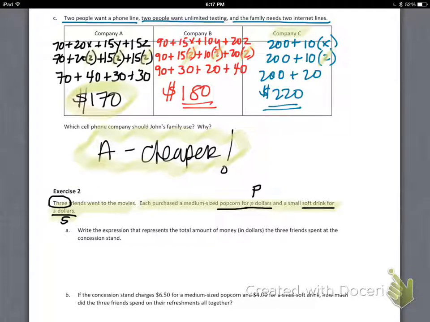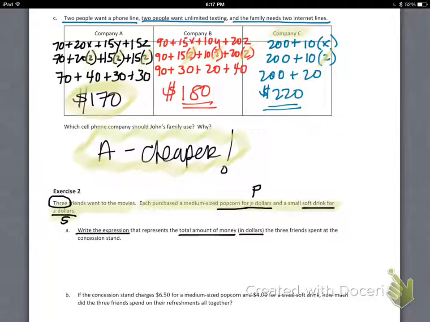What I want you to do right now for this first one here, A, is write the expression that represents the total amount of money in dollars the 3 friends spent at the concession stand. Okay, so just going to write a simple expression that you could use to plug in for any number of friends. In this case, we are going to need this for 3 friends. So go ahead and pause and see what you could put together.